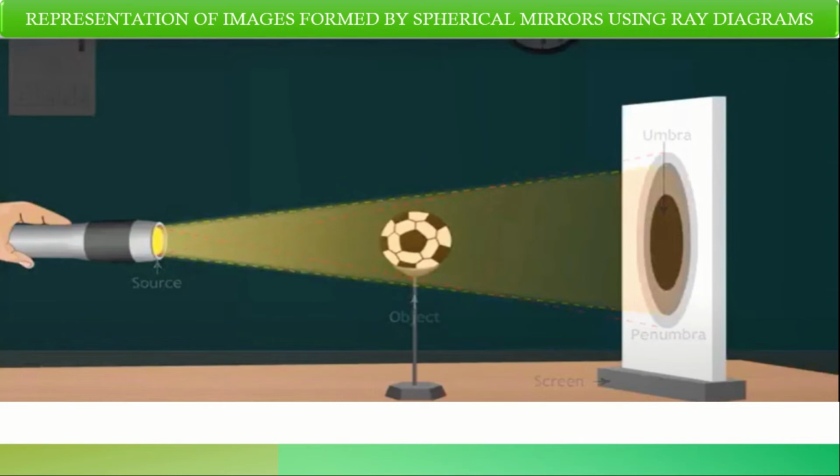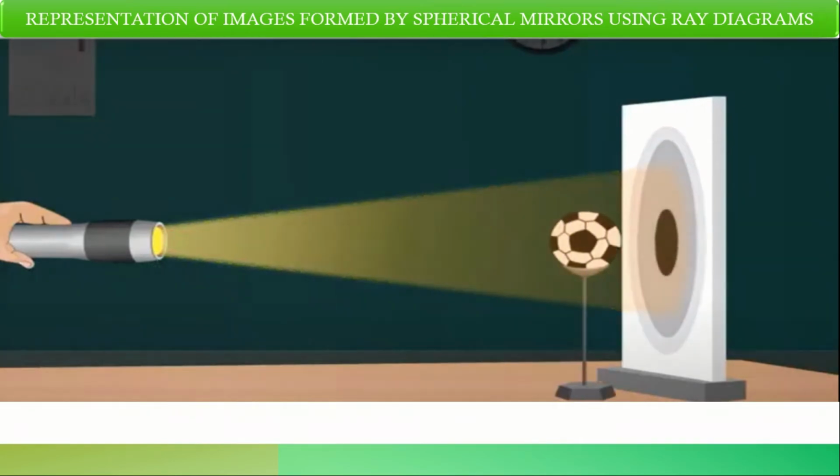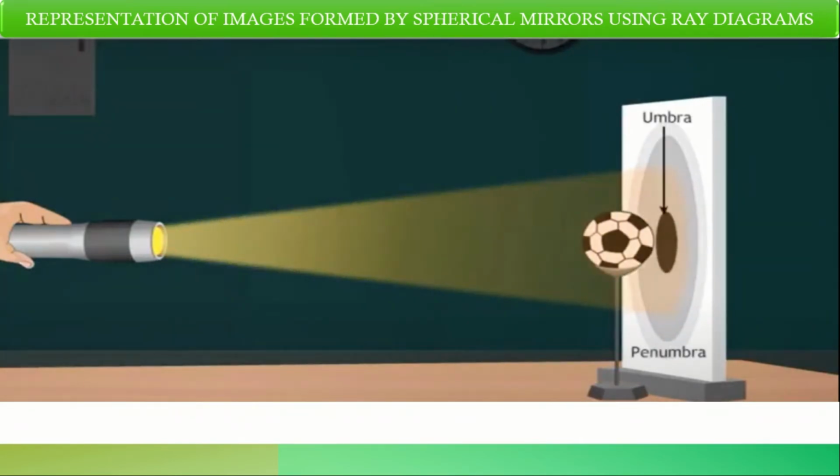Bring the ball closer to the screen. What do you observe? While we move the ball nearer to the screen, the umbra reduces and the penumbra increases. So this is the activity.